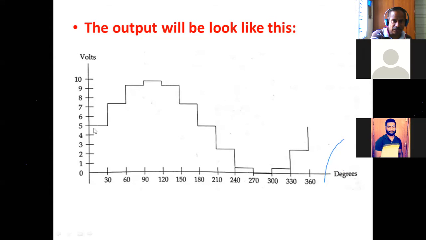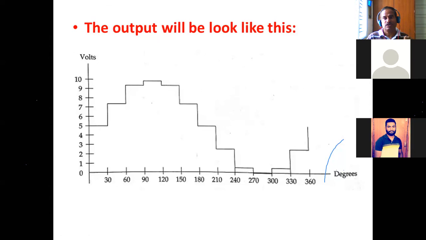But in an actual analog signal, we have different values for different degrees. For 0.5 degree, we have different values. For 0.1 degree, we have a different value. But here we use the same value, that is 5 volts, for 0 to 30 degrees. So if we increase the number of readings, means instead of 12 readings, if I use 24, that is for every 15 degrees, then the curve is smoother than this.